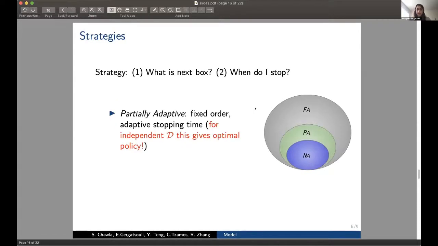In between these two, there is another family of strategies we call partially adaptive. In that case, we fix the order and we open the boxes only in that order, but the stopping time can depend on the values we've seen so far. And the nice thing about this strategy is that it's not something we just thought of and defined. The algorithm I described before, called the Weitzman algorithm, is basically a partially adaptive strategy. So this family of strategies gives the optimal for independent distributions.